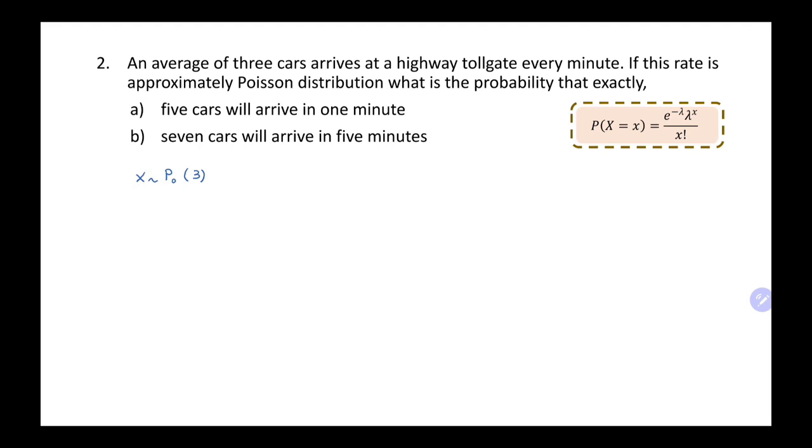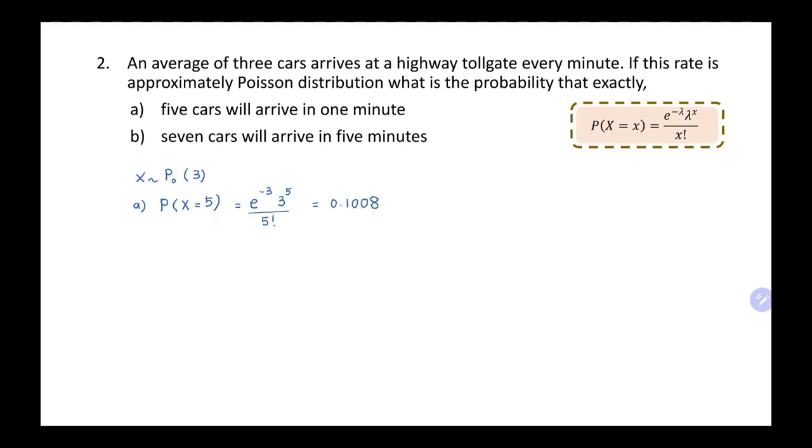Okay, first question, 5 cars will arrive in 1 minute. So means we want to find P(X = 5). So we substitute into the formula. We have e^(-3), lambda is 3, times 3 power of x, x is 5, and divide by 5 factorial. Then we solve. We get answer 0.1008.